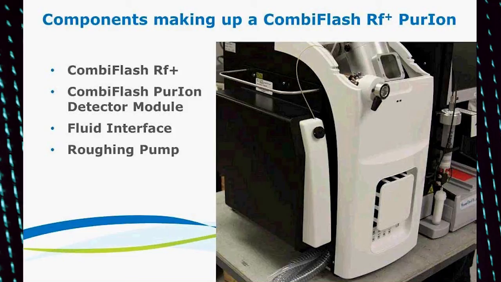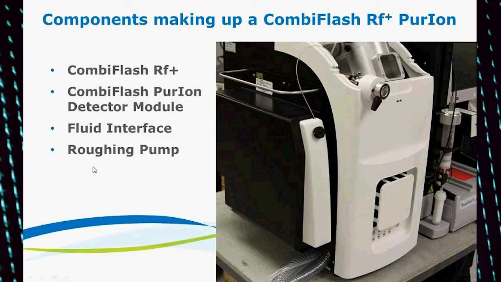That all being said, let's talk a little bit about the components that make up a CombiFlash Rf Plus Purion. First of all, there's the CombiFlash Rf Plus. There's the CombiFlash Purion detection module. There's a fluid interface, and there's a roughing pump. In the photo on your screen, you can see on the left side of the mass spectrometer this box, and in this box is our fluid interface. We'll go into what it contains in just a few minutes, but it is really the actual heart of the system and the connection between the flash system and the mass spectrometer itself.